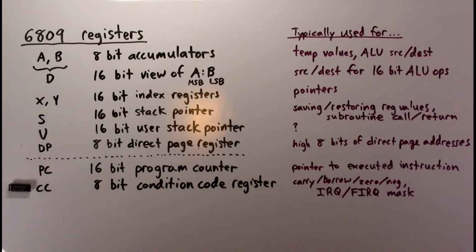CC is the 8-bit condition code register. It stores flag bits produced by ALU operations, such as whether a carry was generated. It also contains the mask bits that allow normal hardware interrupts and fast hardware interrupts to be enabled or disabled.